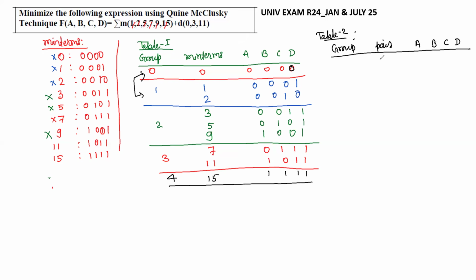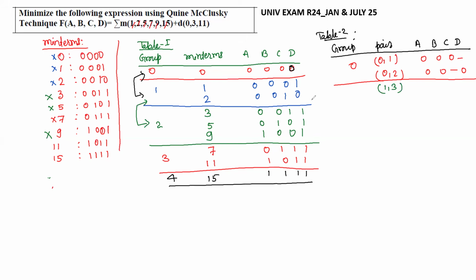So what will the pairing be here? 0 and 1. Which literal is changing? D is changing. So 0, 0, 0, dash. Next we have 0 and 2. Which one is changing? C is changing. So 0, 0, dash, 0. This is one pair. Next we have to take another one. Now we are going to do 1 with 2. If we check here, we'll have 1, 3.